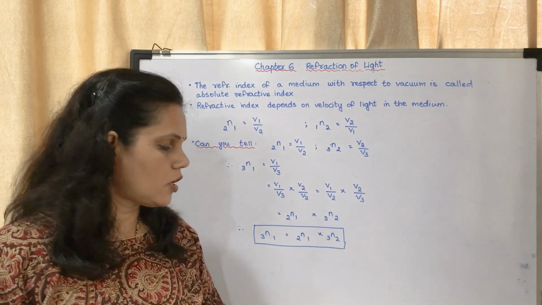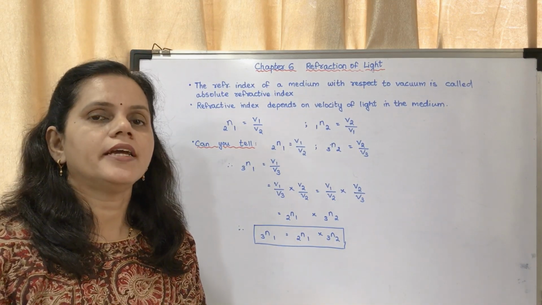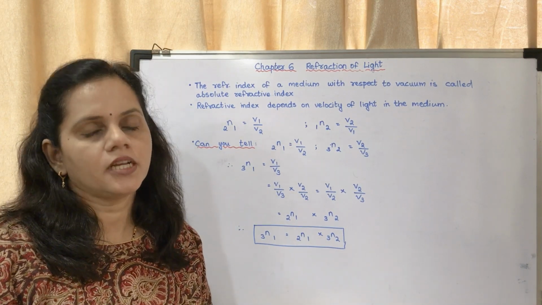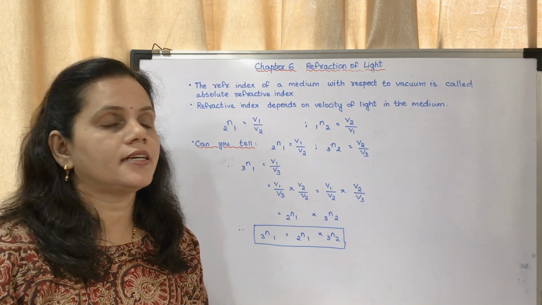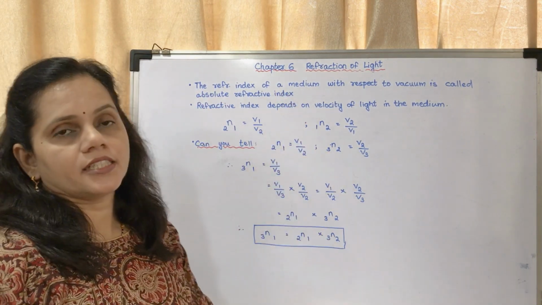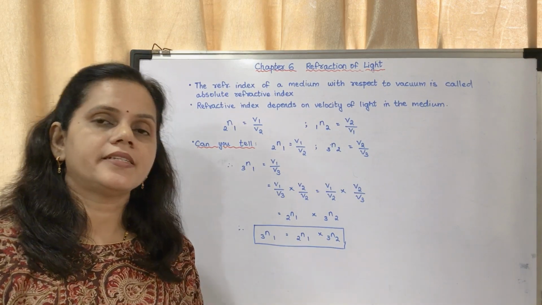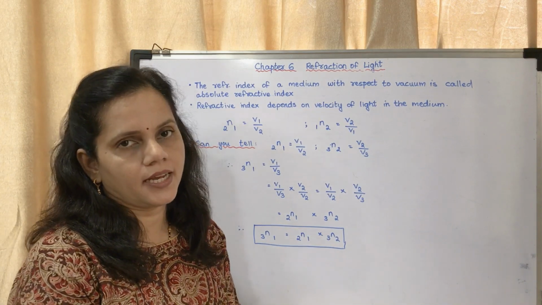You may mark this on page number 74, last paragraph. Okay, it is an important question. What do you mean by absolute refractive index? It is the refractive index of a medium with respect to vacuum. That means the first medium is vacuum and the second medium is another medium.